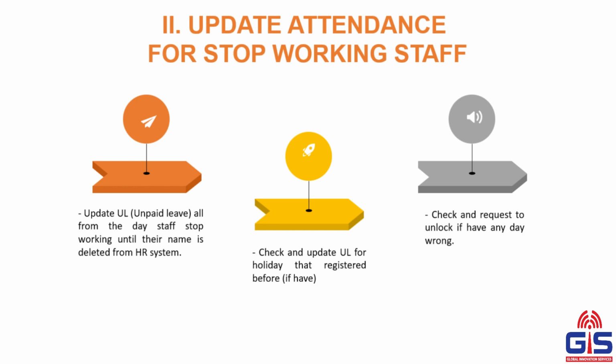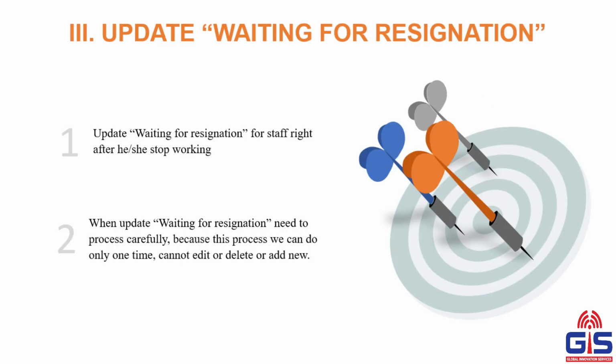And the third part, also the last part of the video today, I will show you how to update waiting for resignation for staff correctly. And I want to give some notes: admin need to update waiting for resignation for staff right after he or she stops working. When updating waiting for resignation, we need to process carefully because this process we can do only one time and we cannot edit or delete or add new. So please be careful.